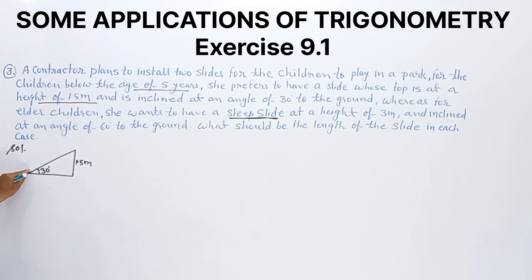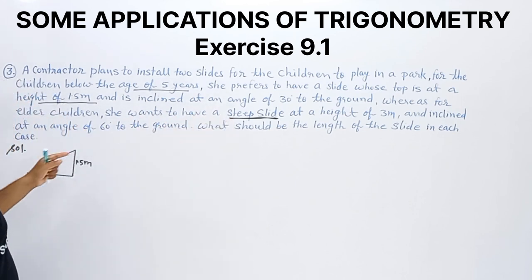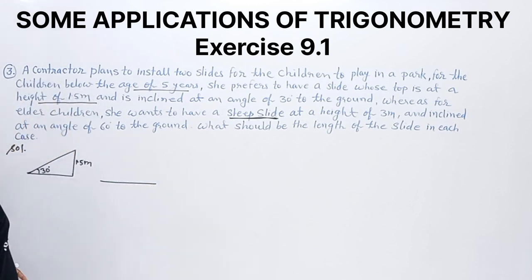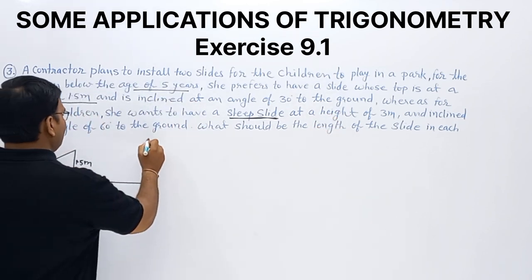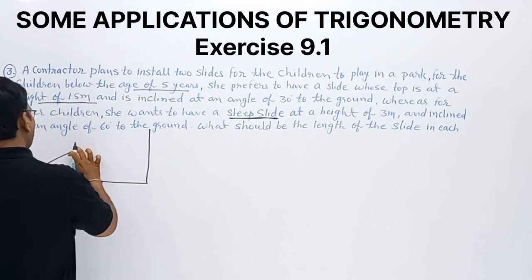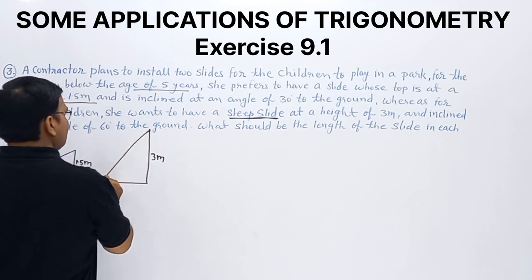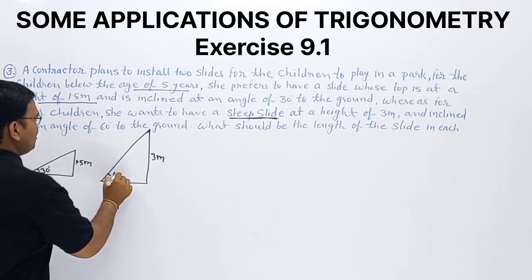This slide has a slope less than the one for the elder children. So I am drawing another slide for the elder children, and the height of this slide will be double of this one, 3 meter. It will be like this. This is the 1.5 meter, and this one will be 3 meter, and it is inclined at the angle of 60 degree.